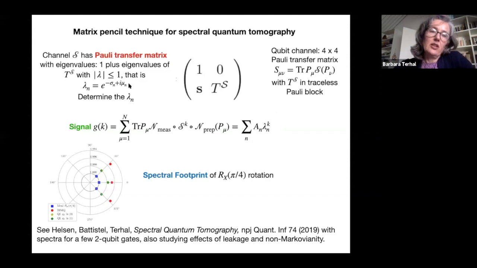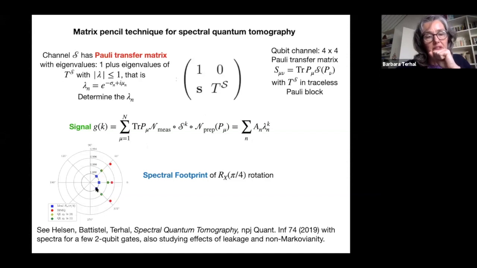But because these are decaying complex exponentials, they fit this scheme, so I could process the signal using my matrix pencil techniques. And we did this for some gates, on the IBM quantum computer and on a chip at Delft. And we made something which looked quite nice, a spectral footprint, where we're plotting here the 3 eigenvalues of this matrix. If it's a unitary, they should all be norm 1. And so these should be these blue dots.